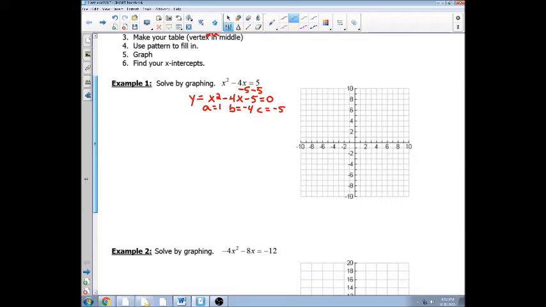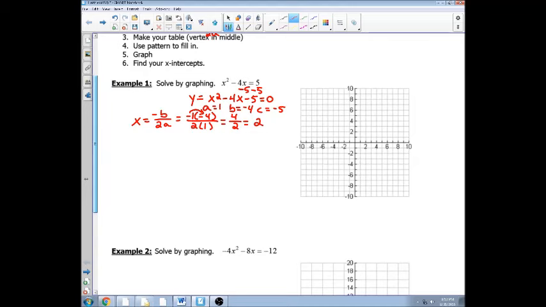Step 2 is to go ahead and use our formula x equals the opposite of b over 2 times a. So I'm going to plug in my b and a values. So it'll be negative times negative 4 over 2 times 1. Negative 1 times negative 4 would get me positive 4. 2 times 1 would get me 2. So 4 divided by 2 would be 2.